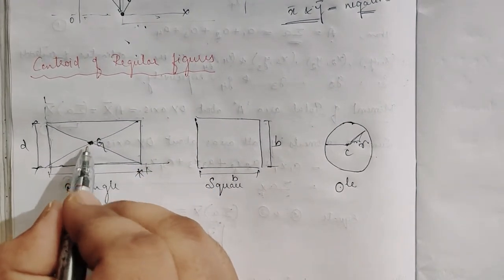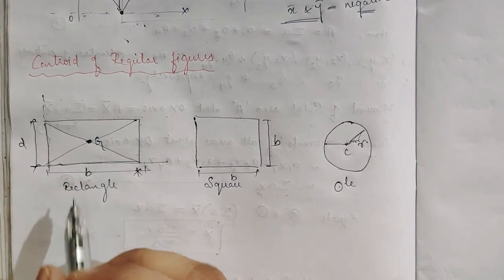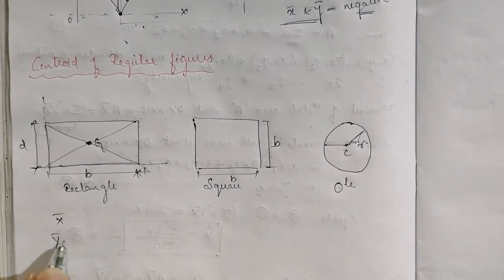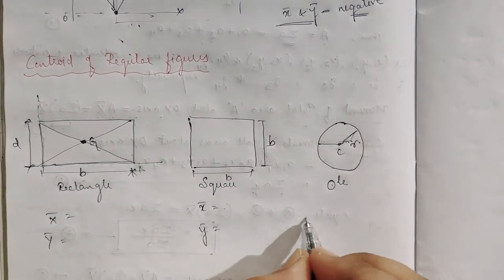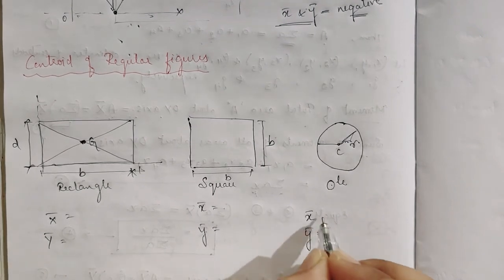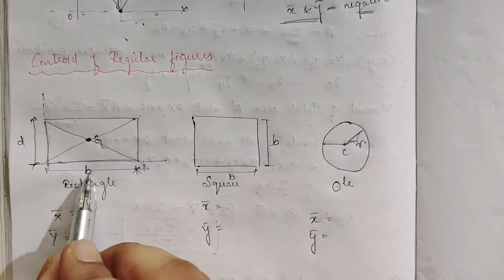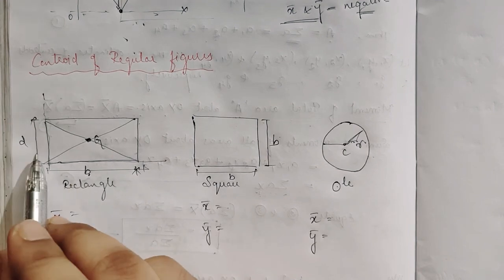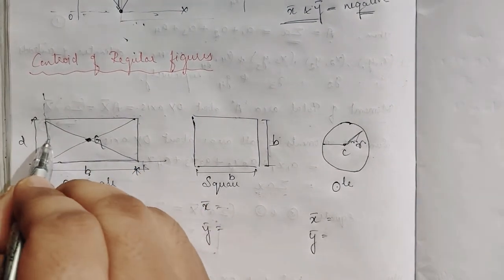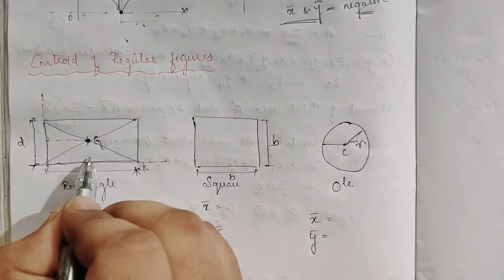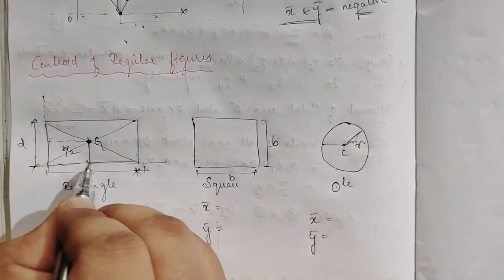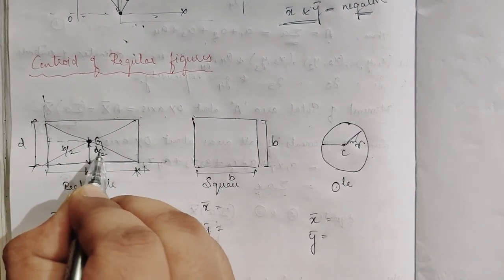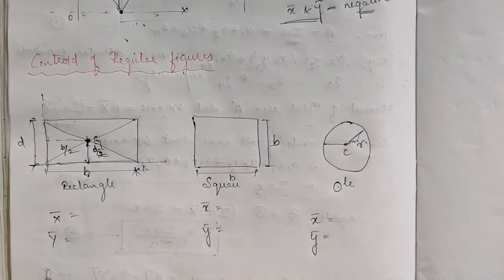So now I have to tell what is the value of x bar and what is the value of y bar. Here also, what is x bar and what is y bar? See, let b be the breadth and d be the depth. I know the diagonal, by the property of rectangle, is b by 2, and d by 2. At the exact midpoint only we will get the centroid, where the diagonals intersect.